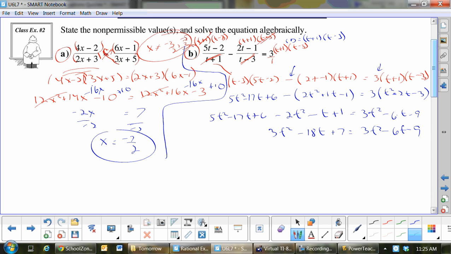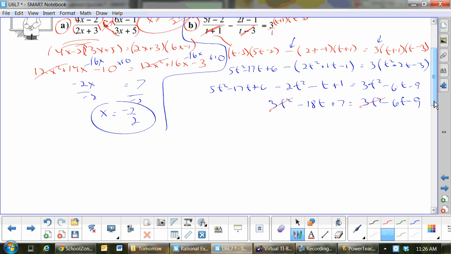Okay? Now, 3t squareds cancel. Now I want all my t's on the left. I just like it that way, so I'm going to add 6t, add 6t. So that is negative 12t. Okay, and I want to get rid of that 7, right? Minus 7 equals negative 16. And I'm going to divide both sides by negative 12 because I want to solve for t, right? And t will equal 4/3.